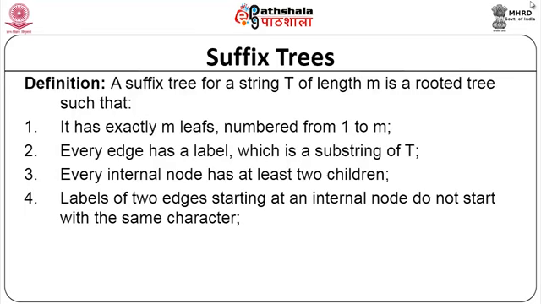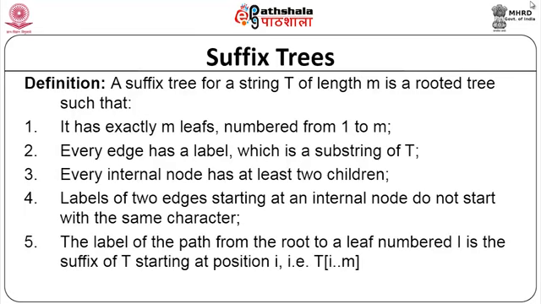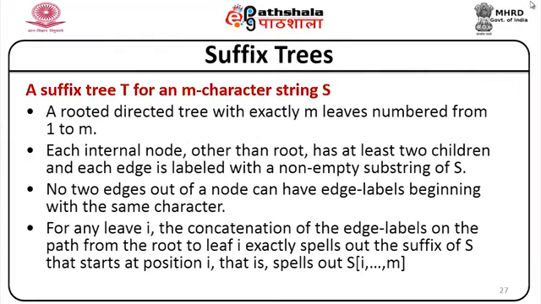Now let us look at this. And the label of the path from the root to the leaf numbered i is the suffix of t starting at position i. So let us look at this. The suffix tree of an m character string s is a rooted directed tree with exactly m leaves numbered from 1 to m.